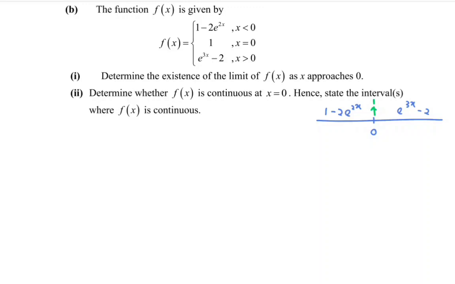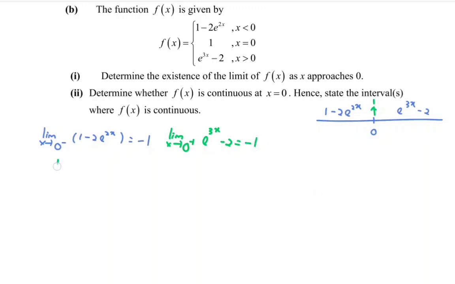So from here, we are going to find the limit when x approaches 0 from the left. So kindly refer to the number line, and we have the function 1 minus 2 exponent 2x. If we substitute 0, we will have the value of y approaching negative 1. Next, the limit when x approaches 0 from the right. So the function will be exponent 3x minus 2. If we substitute 0, then we will have the value of y approaching negative 1 as well.